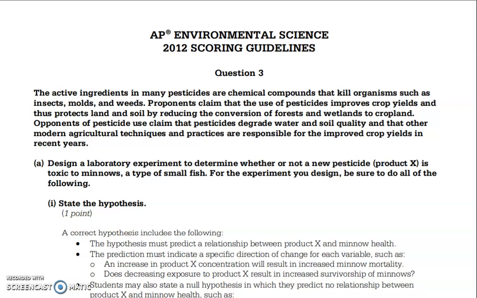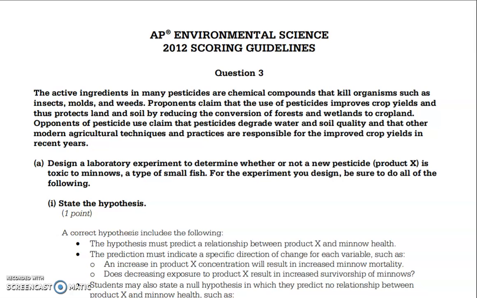Let's take a look at the answers. You can pull up your answers and follow along, or sort of think through what you wrote and help get some points together. So the first question was, the active ingredients in many pesticides are chemical compounds that kill organisms such as insects, molds, and weeds.